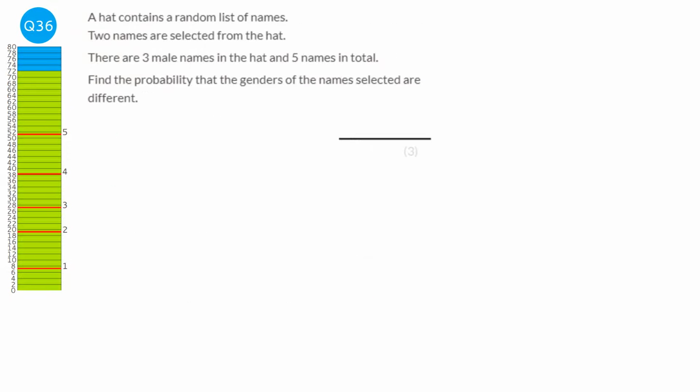So we're going to first of all draw a tree diagram for this information. You don't have to, but it is easier to understand what's going on. And so the first choice will be the first pick. It'll either be male or female. And the second choice will be the same, male and female.